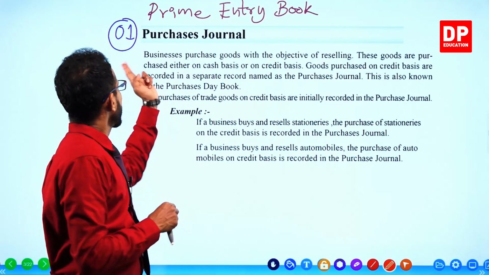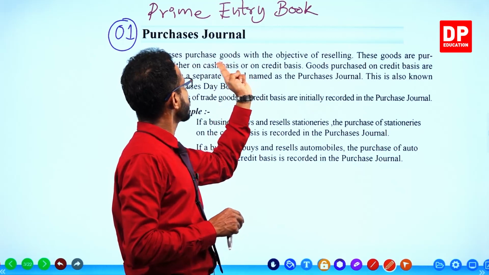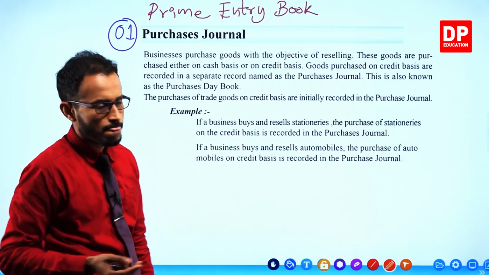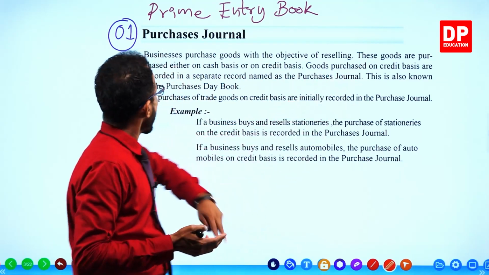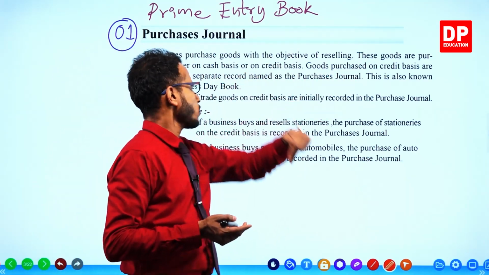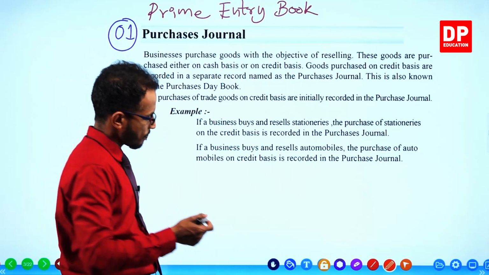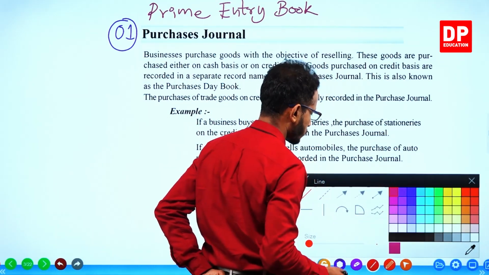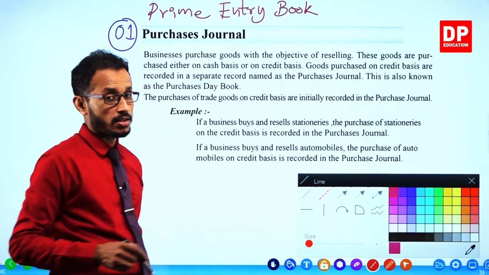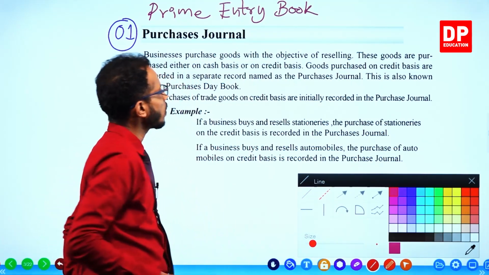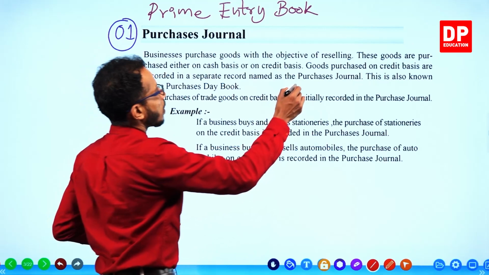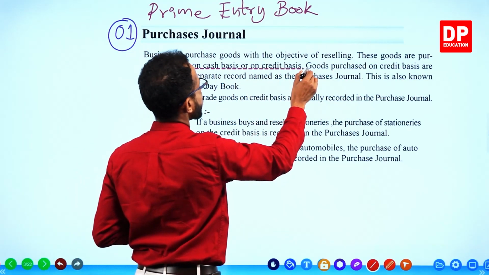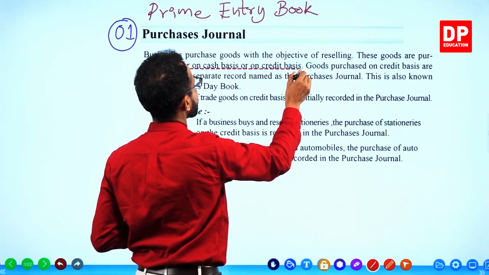Businesses purchase goods with the objective of reselling. These goods are purchased either on cash basis or on credit basis. Now I'm going to underline the important parts: either on cash basis or credit basis.